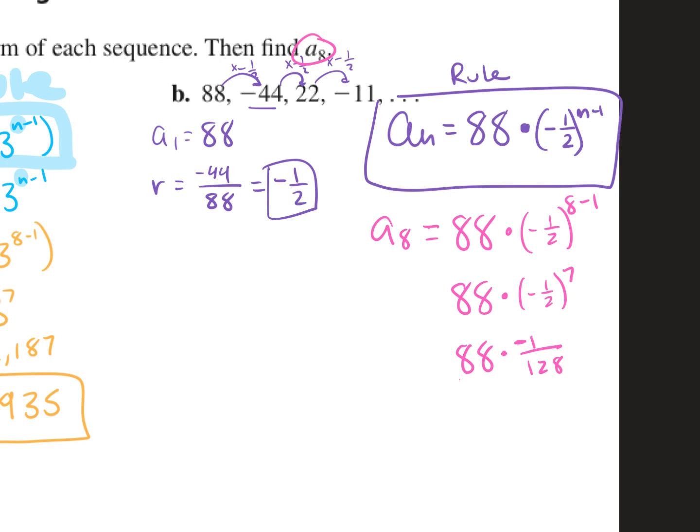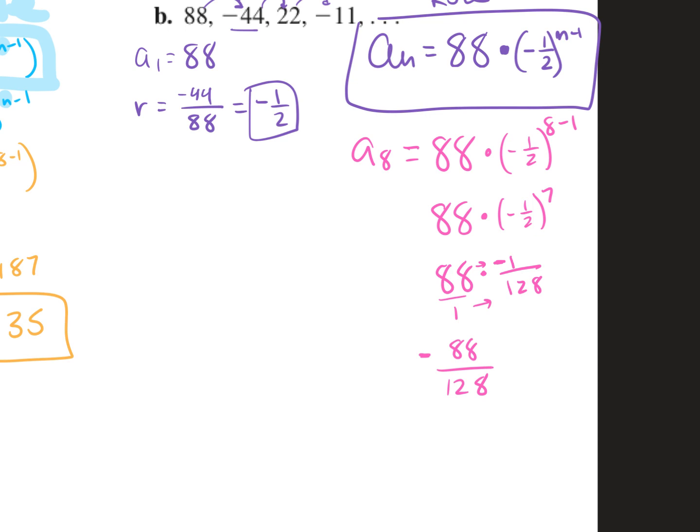So when you multiply fractions, multiply the tops together, multiply the bottoms together. So it would be negative 88 over 128. Now can I simplify this? Yeah. I think I can divide them both by 8. So we get negative 11 over 16. So this would be the 8th term.